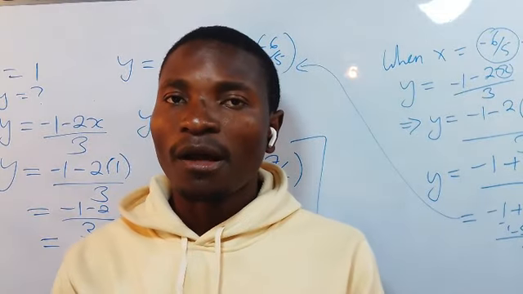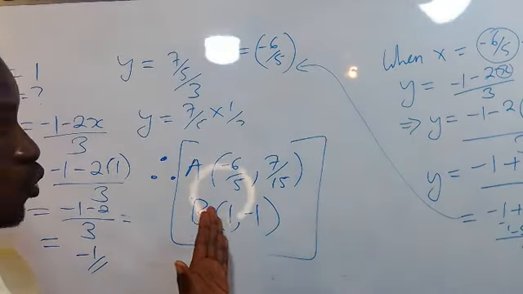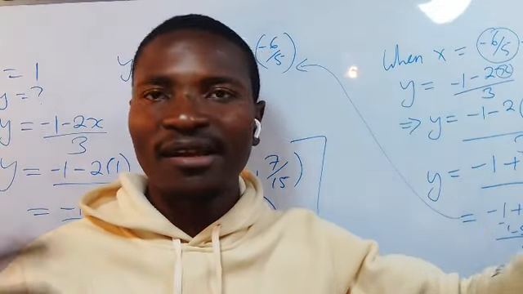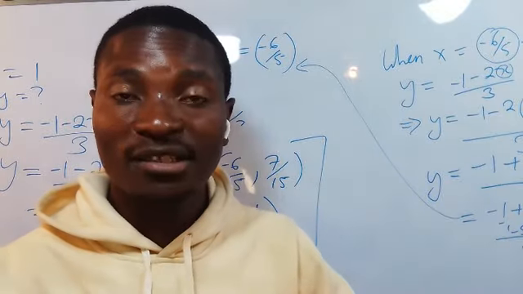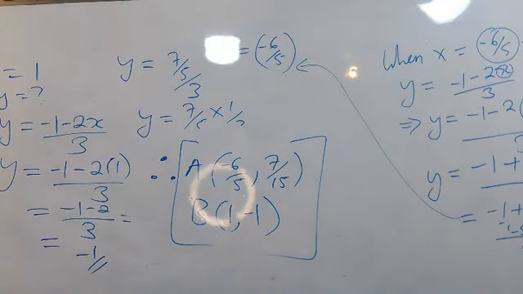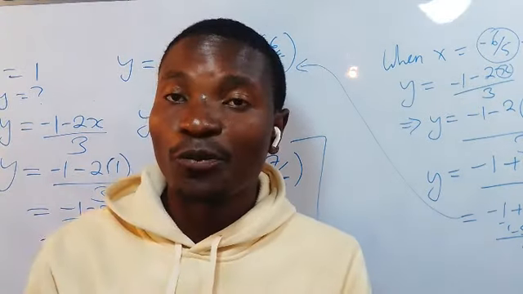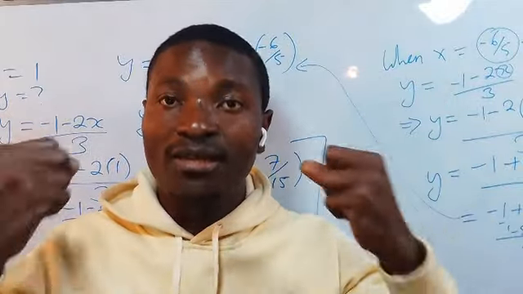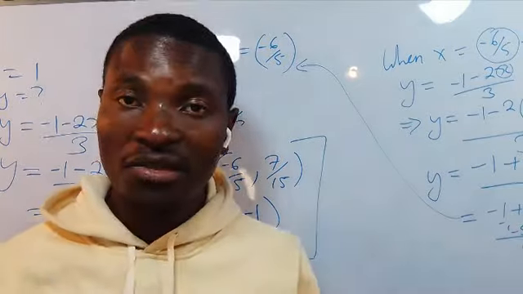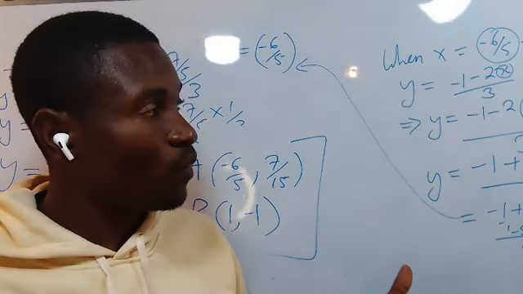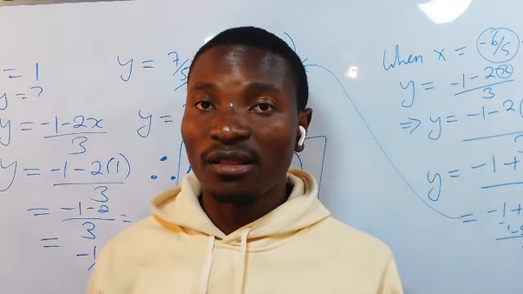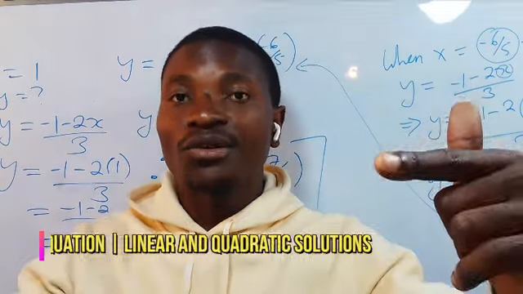So that was example 2 of a simultaneous equation, where one equation is linear and the other equation is a quadratic equation. This is the answer in terms of coordinates. Make sure that you practice so that the next time you meet the same kind of question or challenge, you'll be able to apply the same concept.